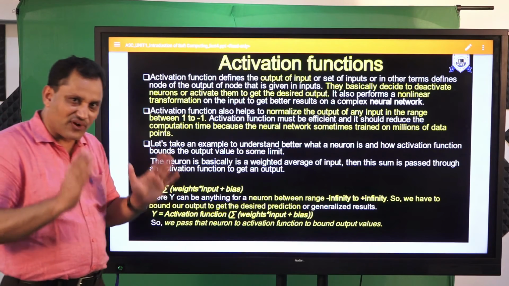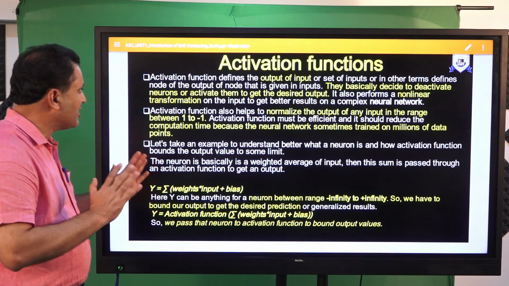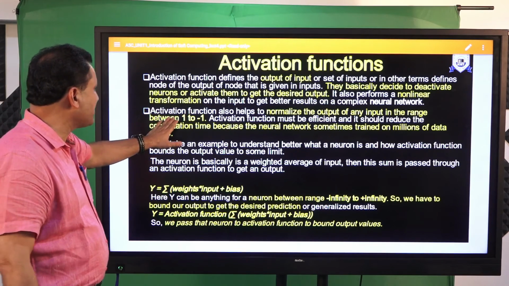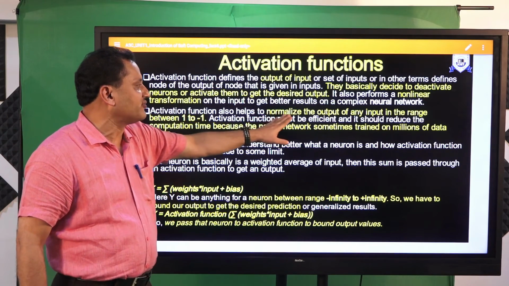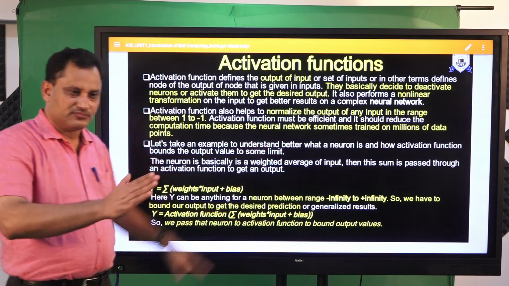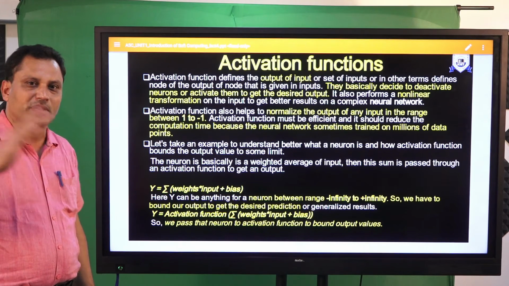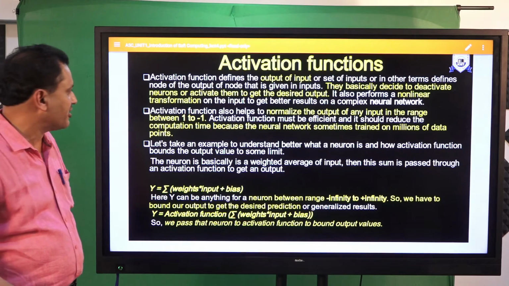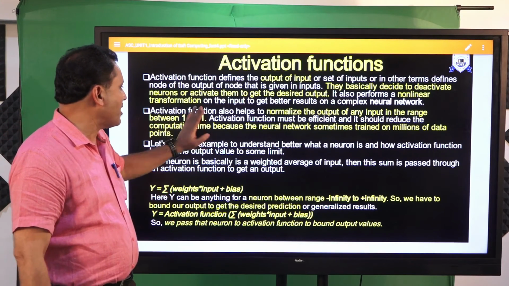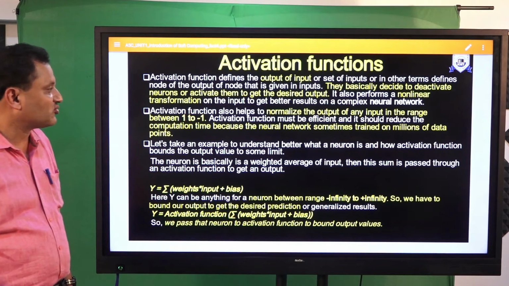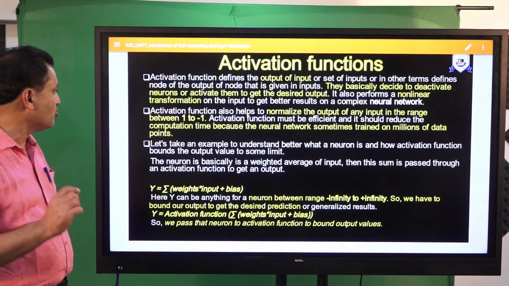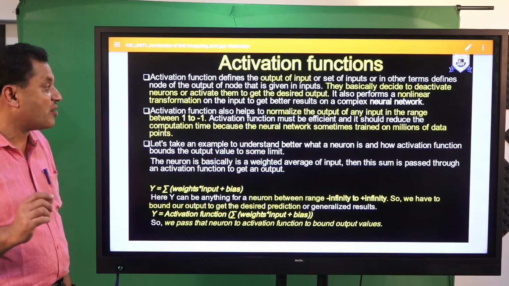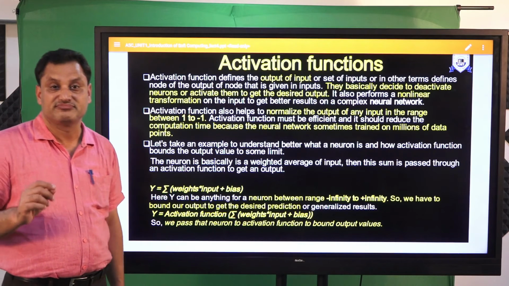That is primarily the function of the activation function. See the second point: the activation function also helps to normalize the output. When I say mapping minus infinity to plus infinity to something very useful, that is normalization in simple terms, in between 1 and minus 1. The activation function must be efficient, and it should reduce the computation time, because neural networks sometimes train on millions of data points. Alright?